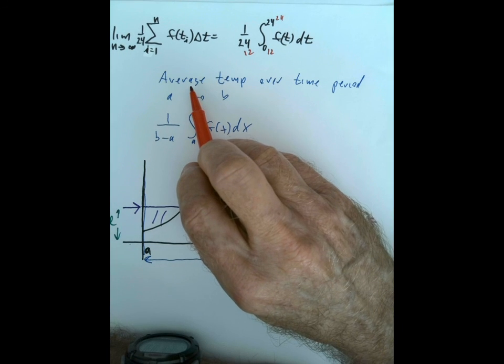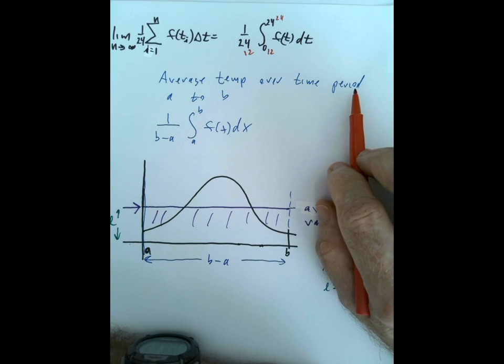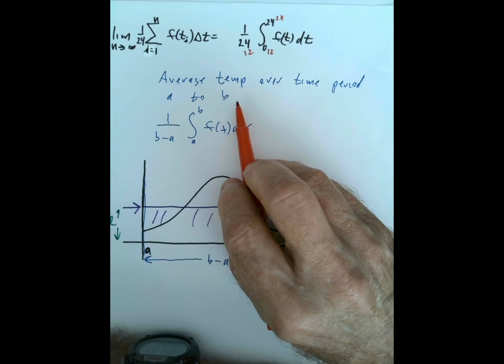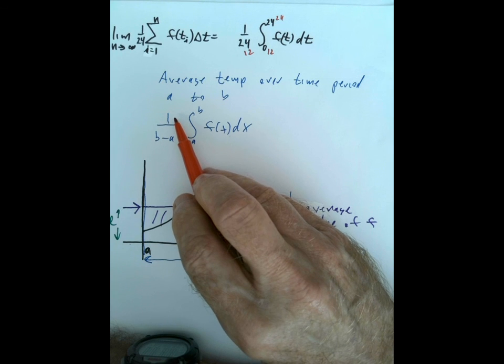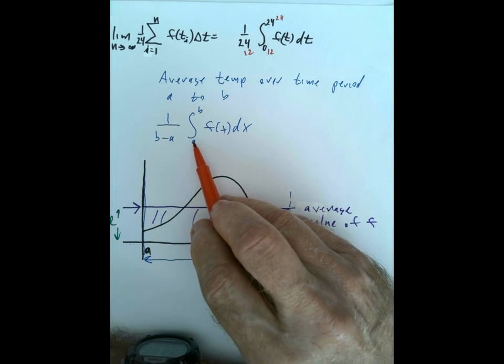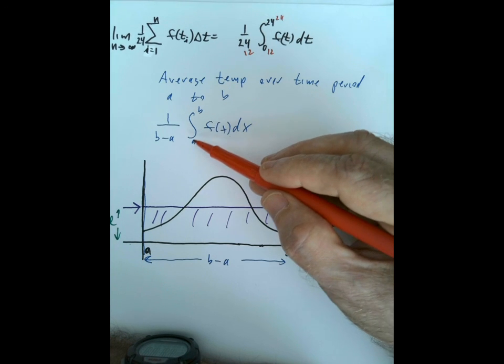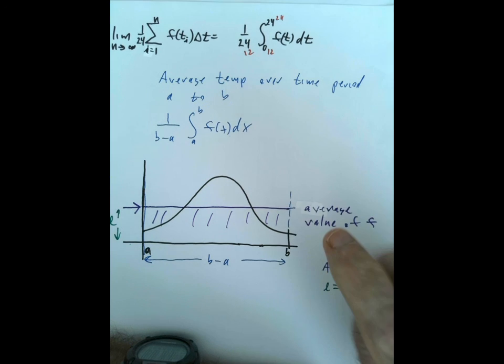That gives us this formula here. If we want to calculate the average temperature over a time period from A to B, it's going to be 1 over B minus A, multiplied by the definite integral from A to B of f of x dx.